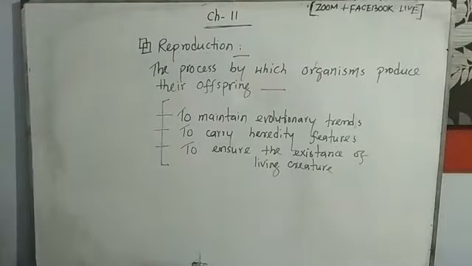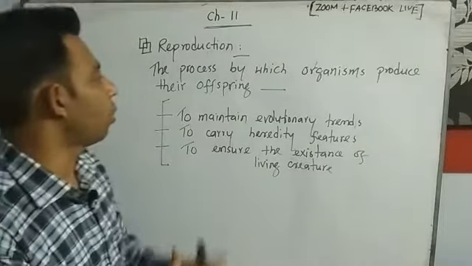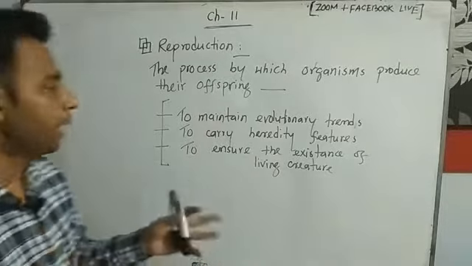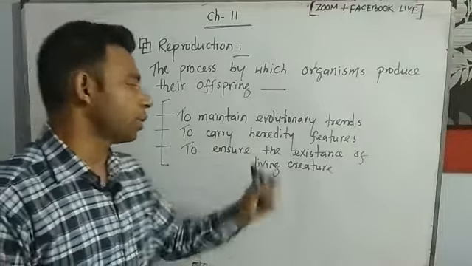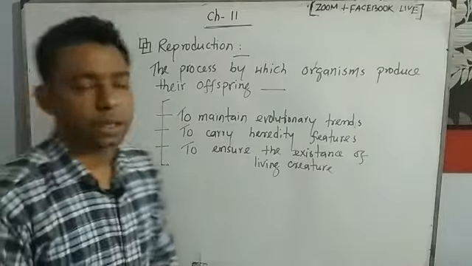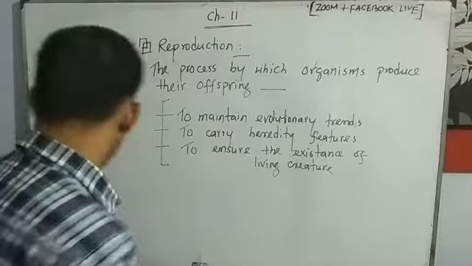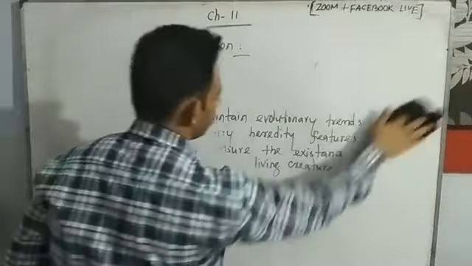So what happens here? Reproduction is the process by which organisms produce their offspring, to maintain evolutionary trends, to carry hereditary features, and to ensure the existence of living creatures. These are the common significance of reproduction. Now we will go through reproduction in plants.